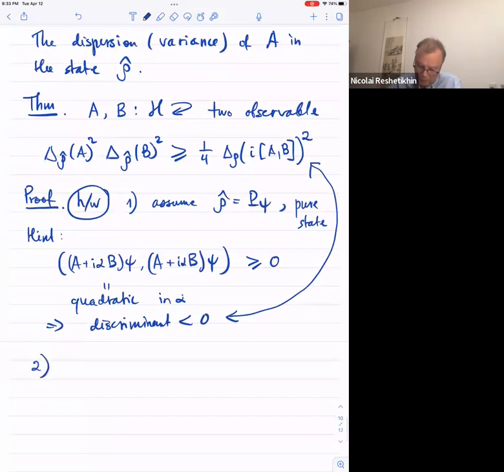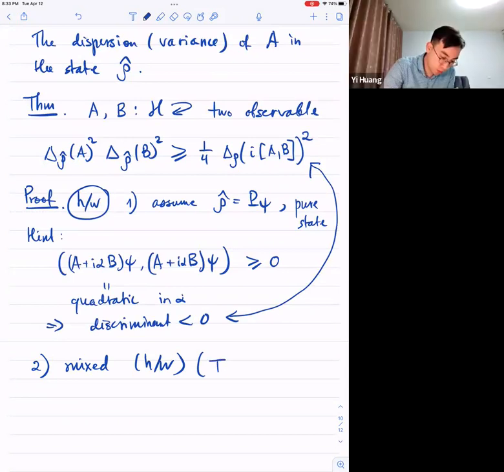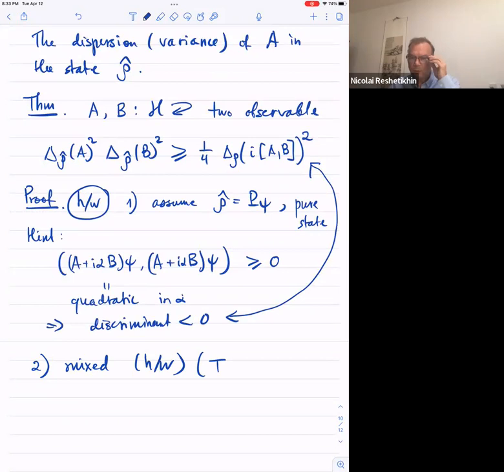And then mixed states, it's a homework. Don't listen now, please close your eyes, close your ears. If you take the book by Takhtajan or by Faddeev and Yakubovsky, or probably many other textbooks, more mathematically minded, you will see the proof of this theorem.